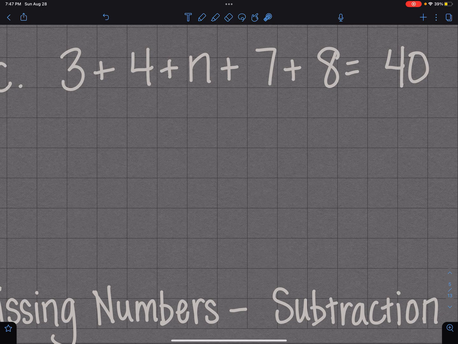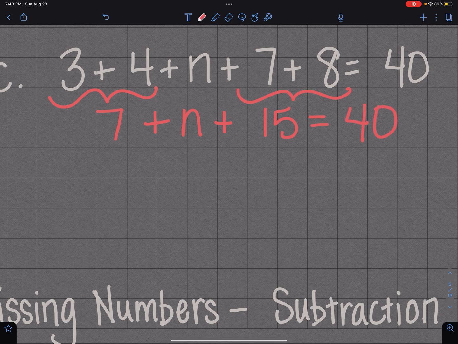Okay, so I could do it this way. 3 plus 4 is 7 plus n plus 7 plus 8 is 15 is equal to 40. Didn't we just do this one? I swear we just did this. 15 plus 7 is, because now I've got to simplify further because I don't have the n all by itself. My goal is to have the n all by itself, to basically isolate the variable. So I still have to add 7 plus this 15 over here. Okay, what's 7 plus 15? It's 22 plus n equals 40.